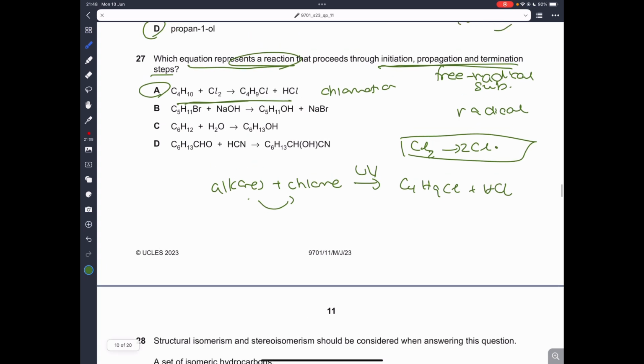And B is not the correct answer because it's not a haloalkane. We always have to start from an alkane. This is not an alkane, this is an alkene, this is an aldehyde, so it's wrong.